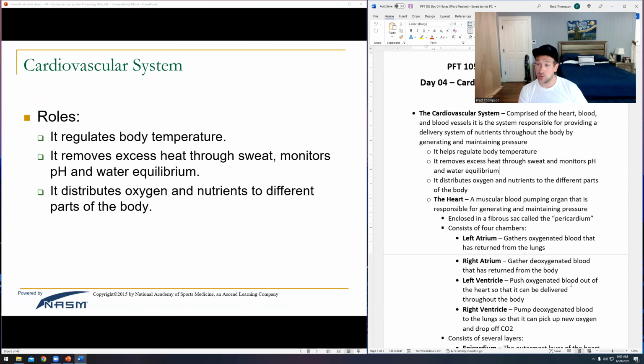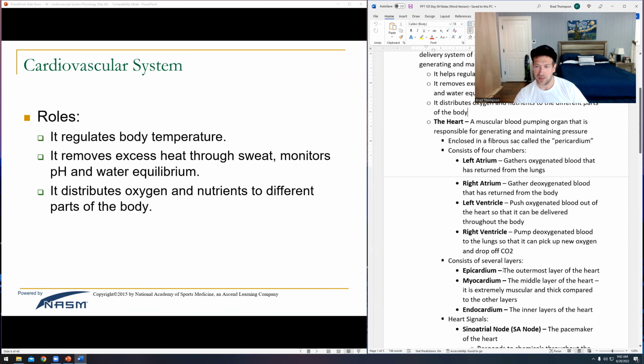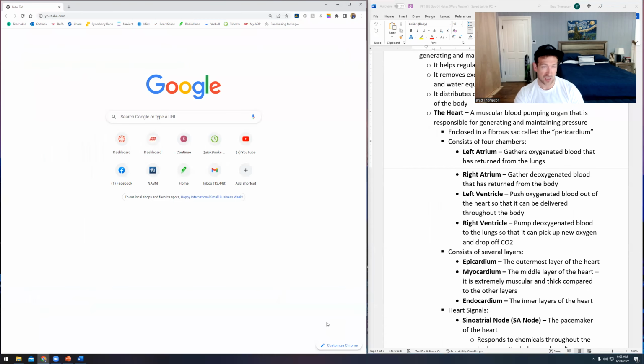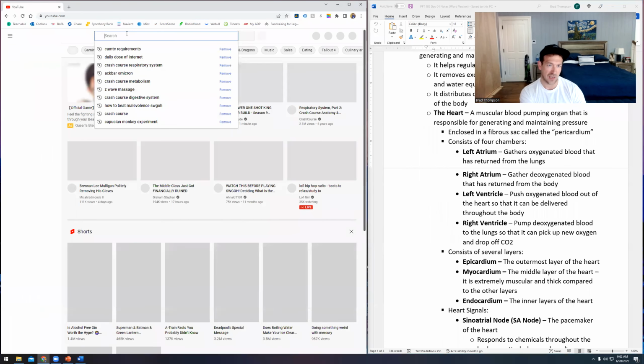The exact opposite is true as well. If you're very cold, your blood will move away from the surface of your skin. All your blood vessels will actually constrict, and that way it gets further away from the skin, and it can maintain the temperature that it does have so that you don't get any colder. And obviously, and probably most importantly, your cardiovascular system's job is to distribute oxygen and nutrients throughout the body. So we've got a lot going on today. Let's go ahead and check out our first Crash Course video today.